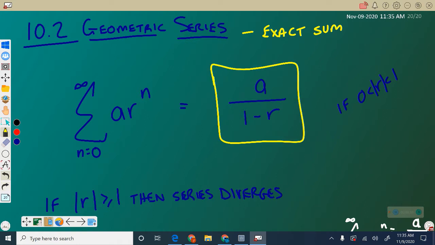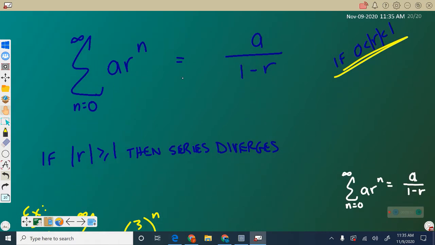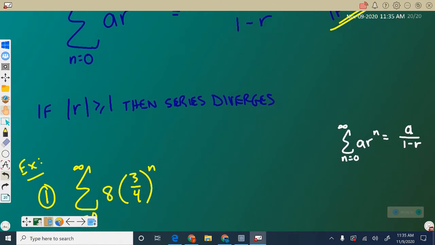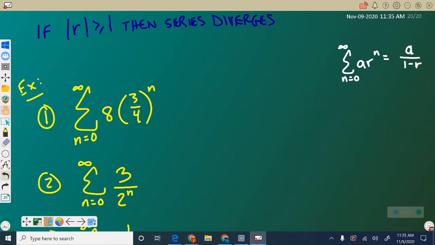Now that only works if you have an r value, a ratio, that is a legit ratio between 0 and 1. If r is bigger than 1, either positive or negative 1, further away from 0 than that, then the series automatically will diverge instead of converging. So to show you what it looks like, let's just jump right into it. So get a couple of examples up here. So this first one should be very straightforward and easy to look at.